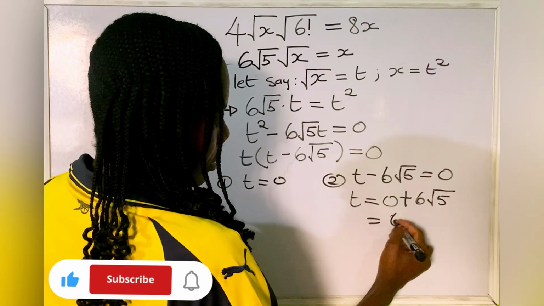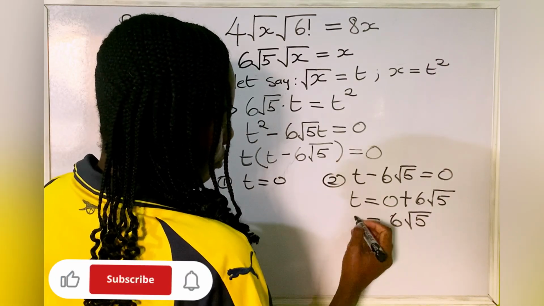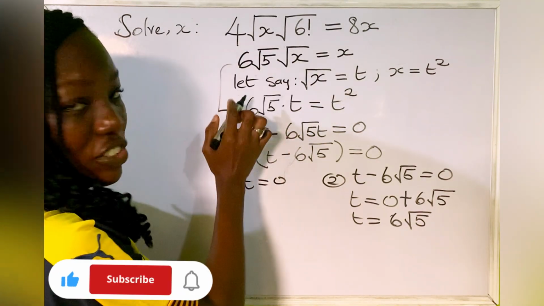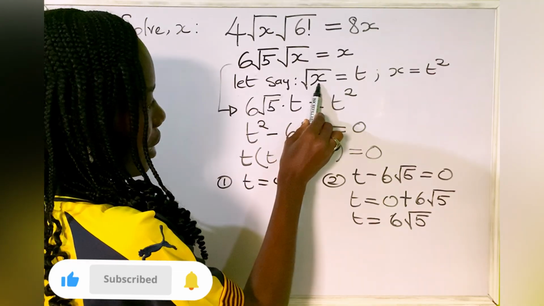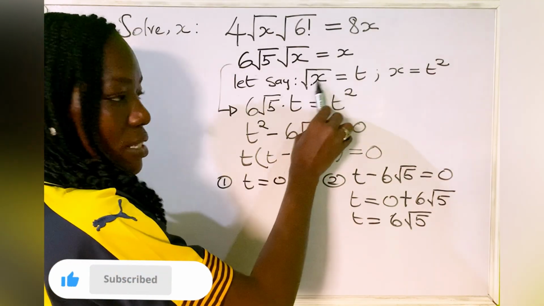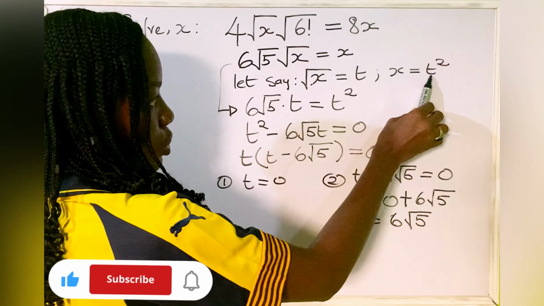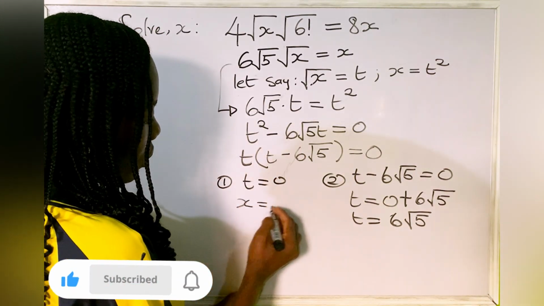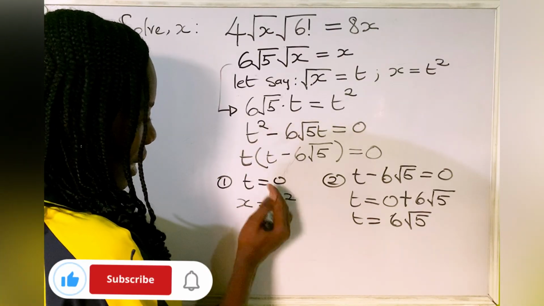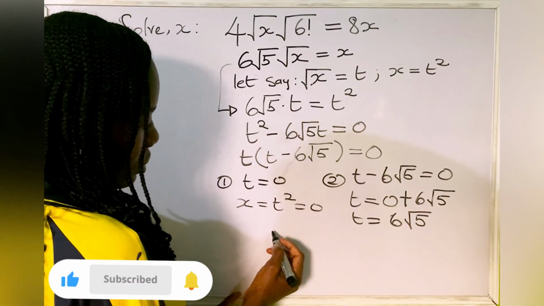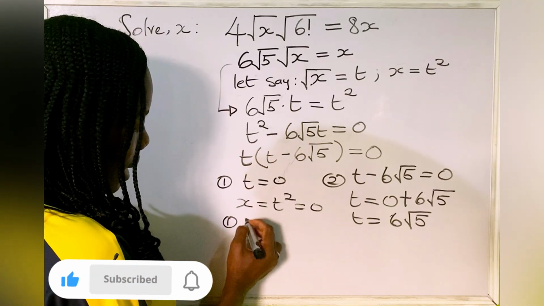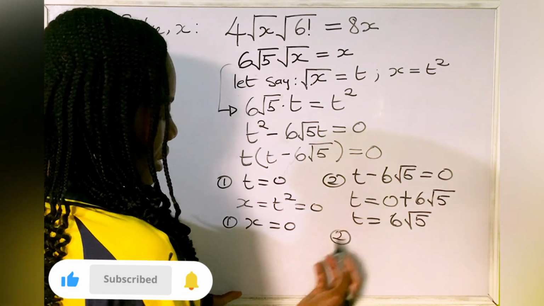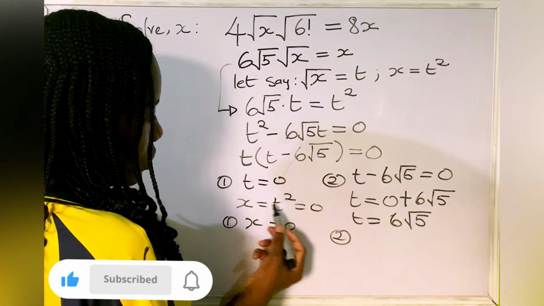Okay, so t here is 6 root 5. We're looking for the value of x in this equation. But we mentioned here that let's take root x to be equal to t. And if root x is equal to t, it means that x is equal to t squared. So we're looking for the value of x. Since x is equal to t squared, and t here is equal to 0, it means that for this equation 1, our x is equal to 0.